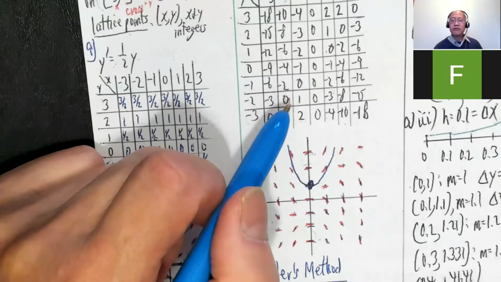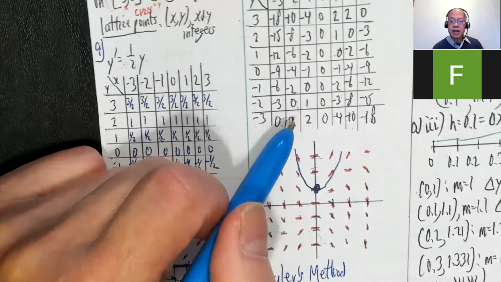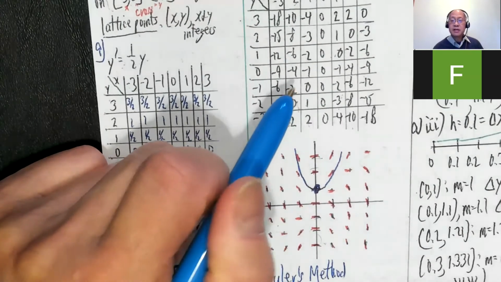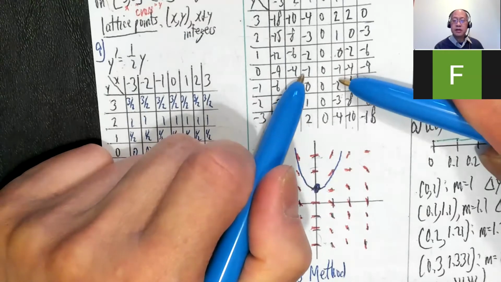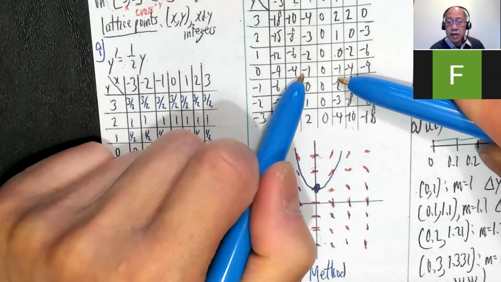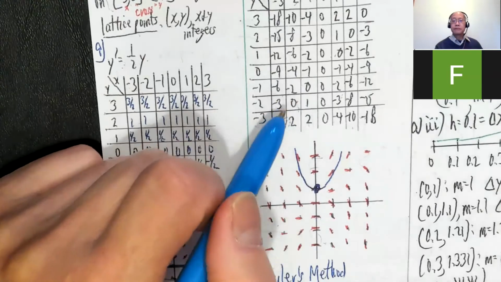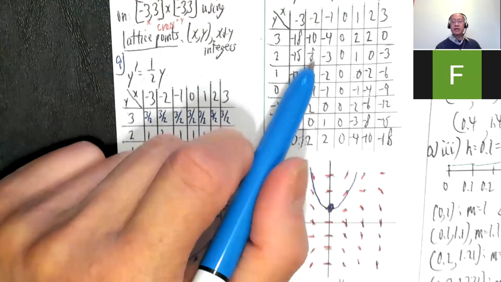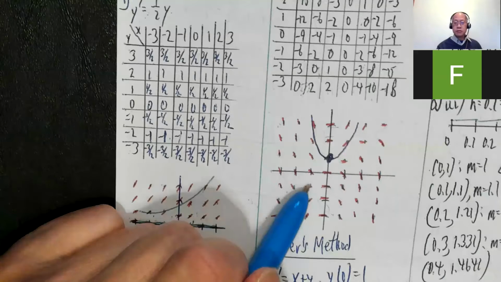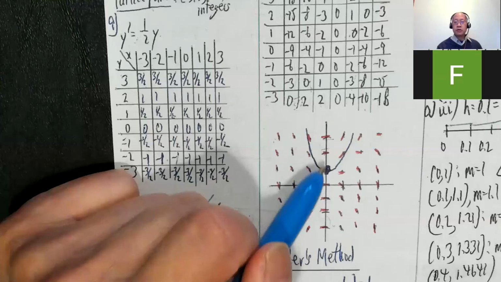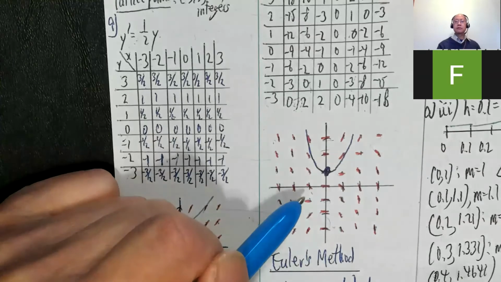And slope of -1, I don't see that many either. I see one here and one here. And eyeballing it, I don't think I see anything else. So slope of -1 is at what? -1, 0. There it is. And 1, 0. There we are.